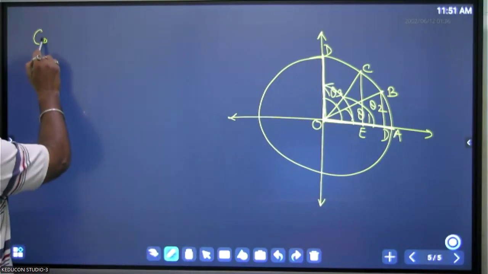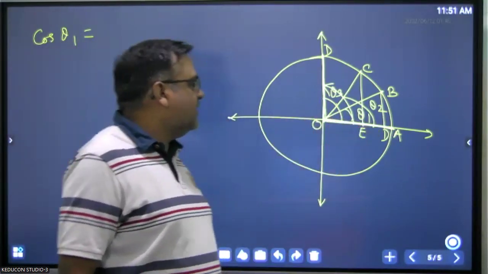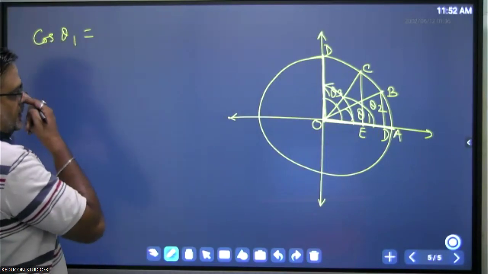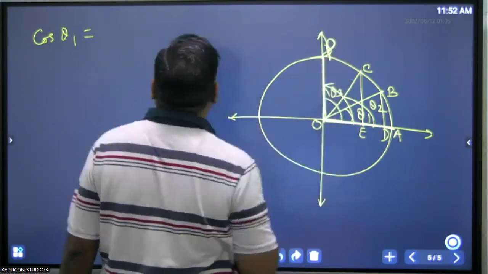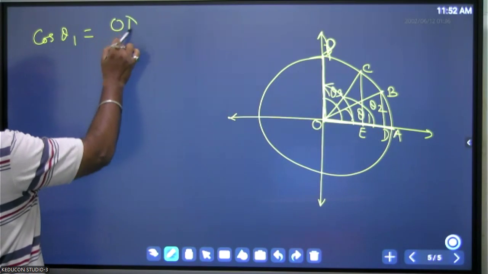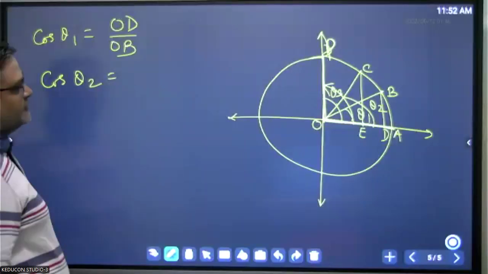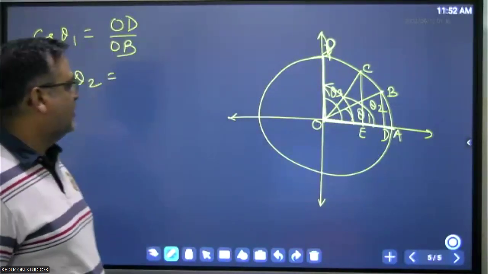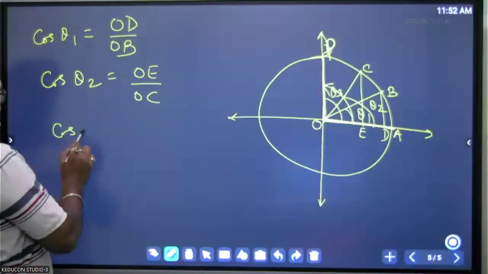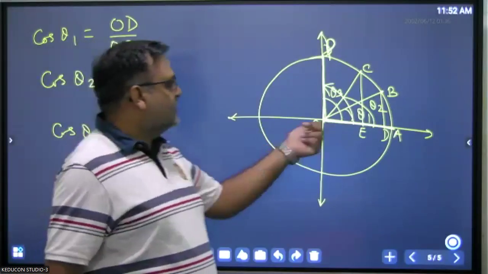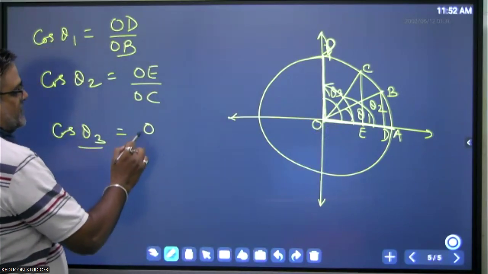If we take cos, what will be cos theta 1? Cos theta 1 will be, we have put D as 2 times, take this as P, this will be OD upon OB. Cos theta 2 will be equal to OE upon OC. And cos theta 3: now in this case, the base is almost 0. So in the case of 90 degrees, this will be 0 upon OP.